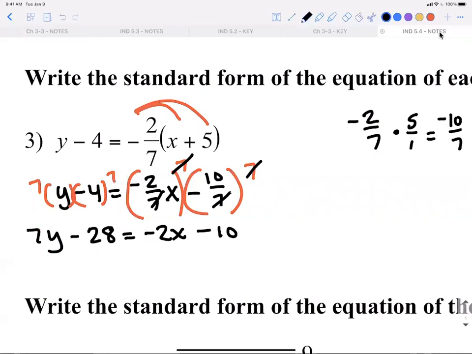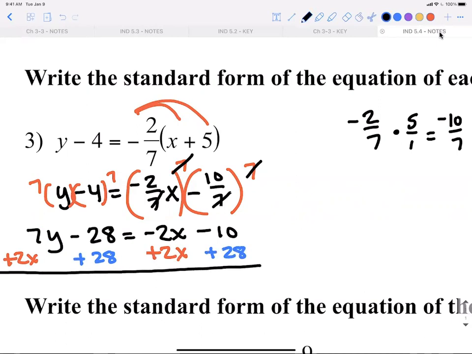I'm going to do it in one step here. So the first thing I'm going to do is add 2x and add 2x. I'm also going to add 28 to the left and add 28 to the right, because I want to get all my whole numbers over to the right and all my x's and y's over to the left. When I do that, I'm left with 2x plus 7y equals, my 2x is gone from over here, and -10 and +28 is +18. And there's your answer.